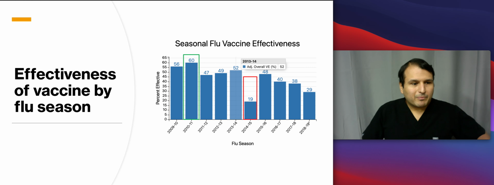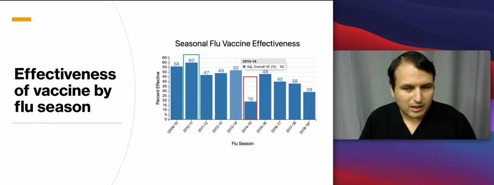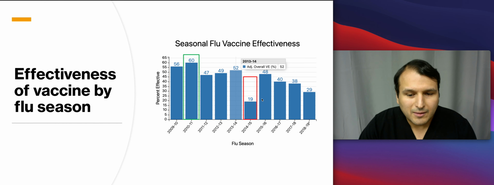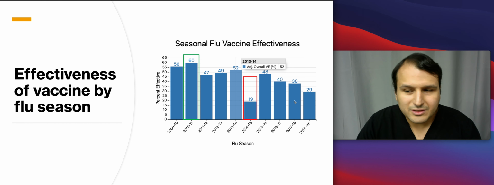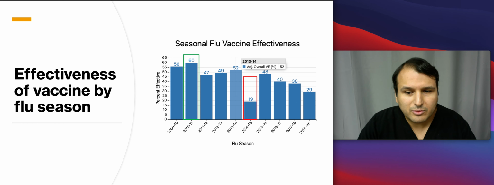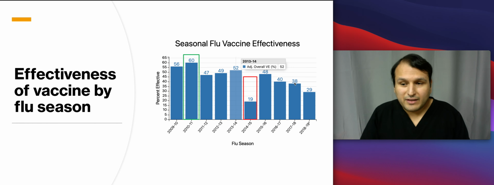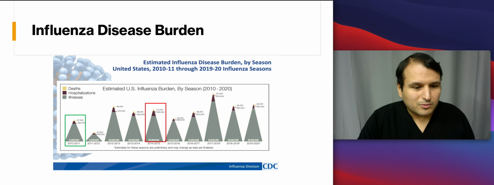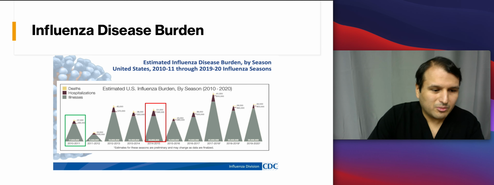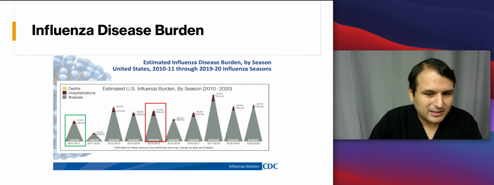And aside from deaths, how effective was the vaccine that year? We had a great year, 2010 to 2011. We had a horrible year, 2014 to 2015. It's also important to look at 2017, 2018. That's when we had a really difficult year when it came to influenza. The vaccine was only 38% effective that year. So going back to 2014, 2015, that's when we had a crummy year. The vaccine wasn't as effective.